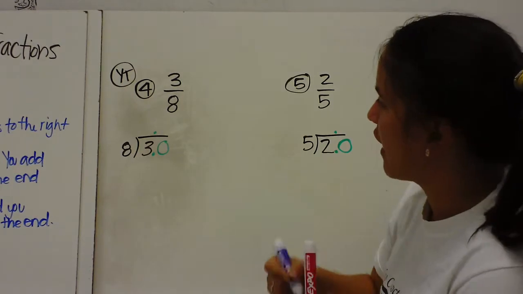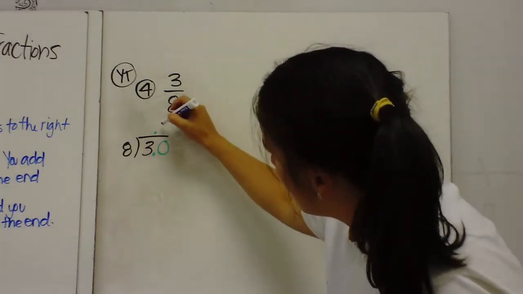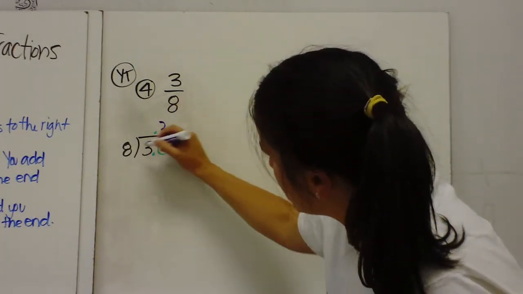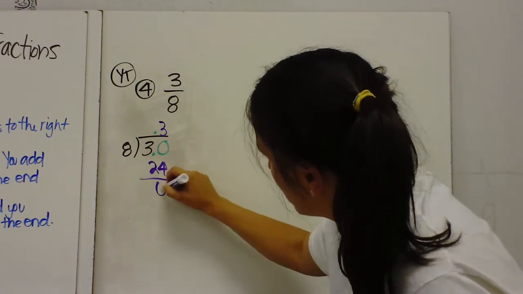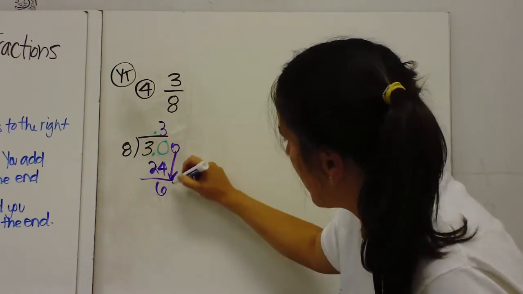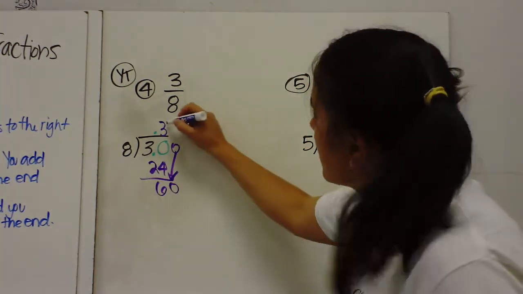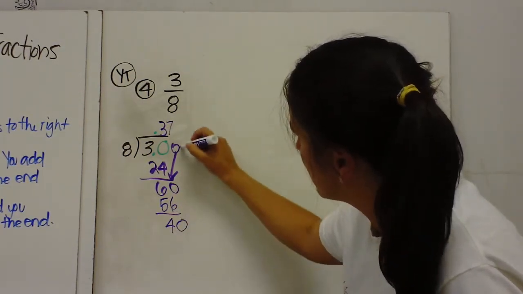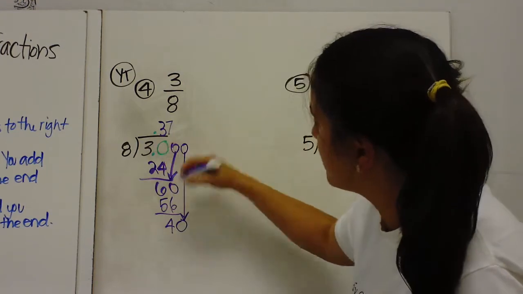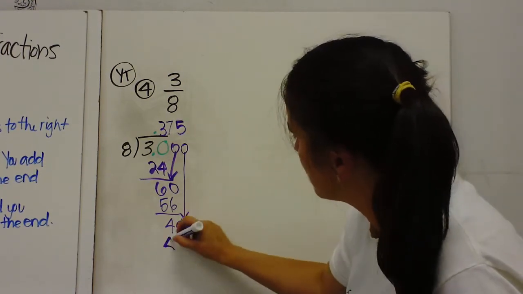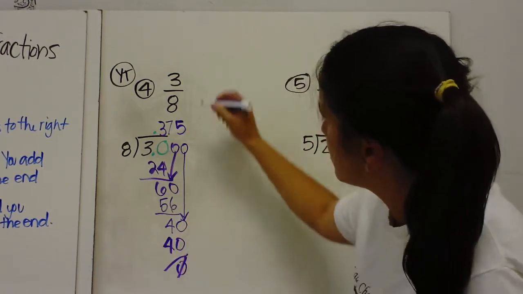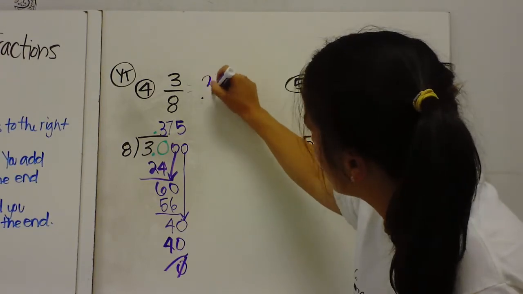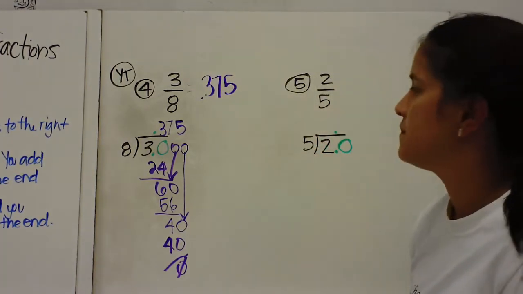3/8, so you're going to divide 8 into 30. Let's see, 3 times 8 is 24. 8 into 60, 7 times 8 is 56. 8 into 40, 5 times. So we know that it is 0.375.